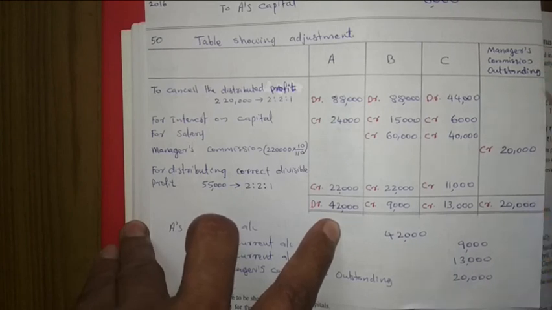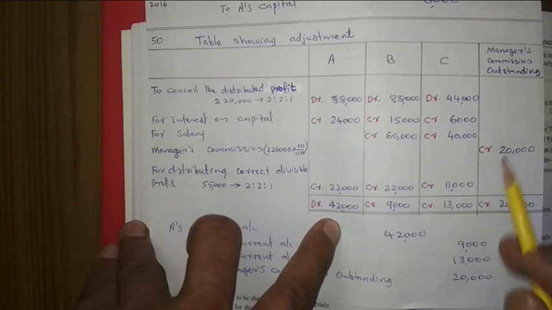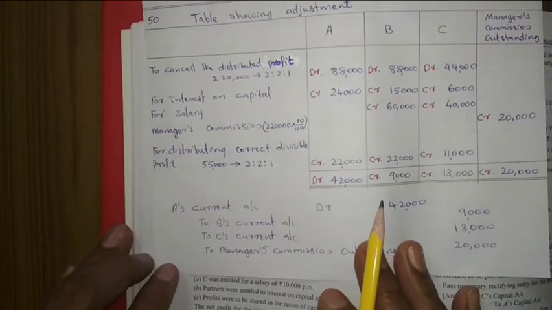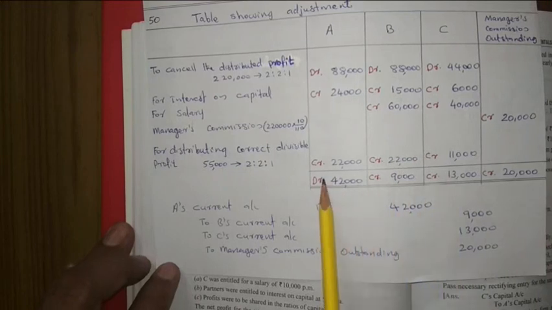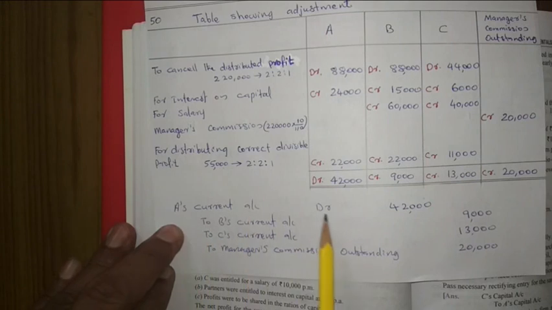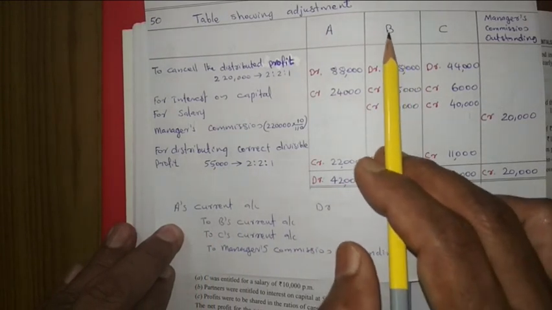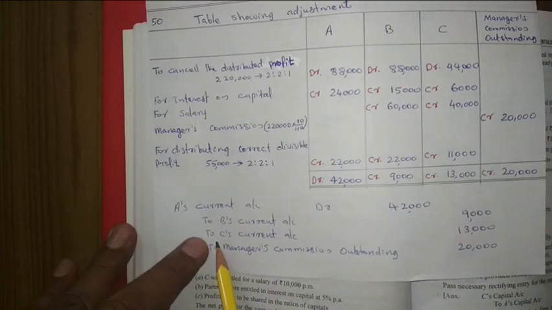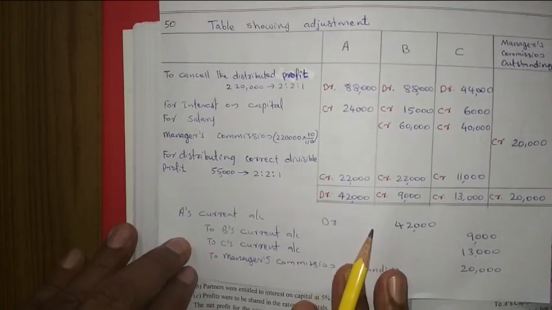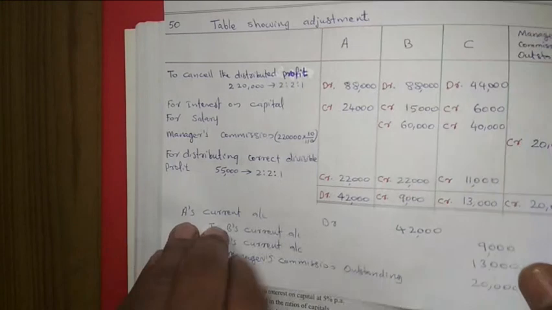So in the journal entry we have to take this also, that is why here this same credit will come 20,000. Now we are moving to the journal entry. In the journal entry where the debit is written, only one account we debited, that is A's current account. So A's current account debited with 42,000. Then B's current account, C's current account we credited, and manager's commission outstanding also we credited. So this is the answer of question 50.